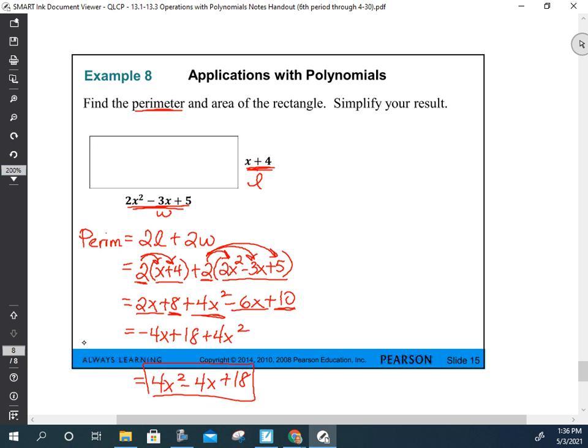That formula. Same perimeter formula that we've been using all year. To find the area, that's length times width. So your length is x plus 4. Your width is 2x squared minus 3x plus 5.